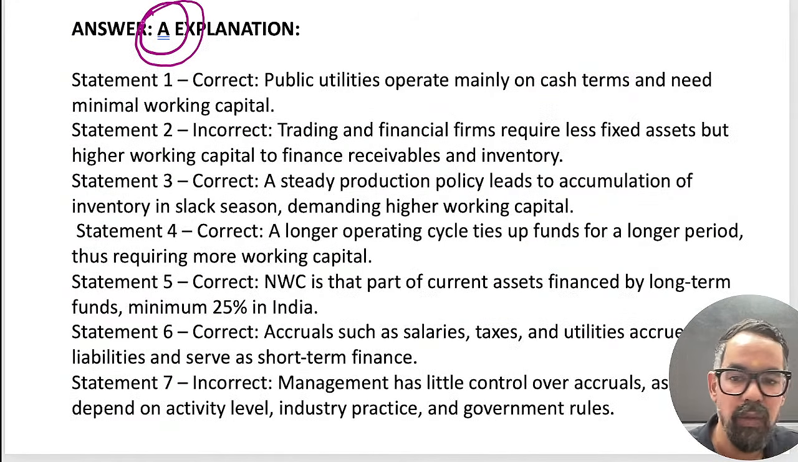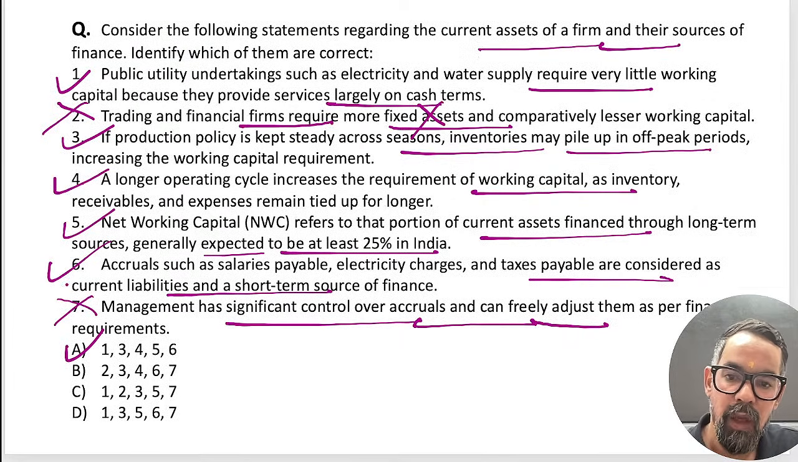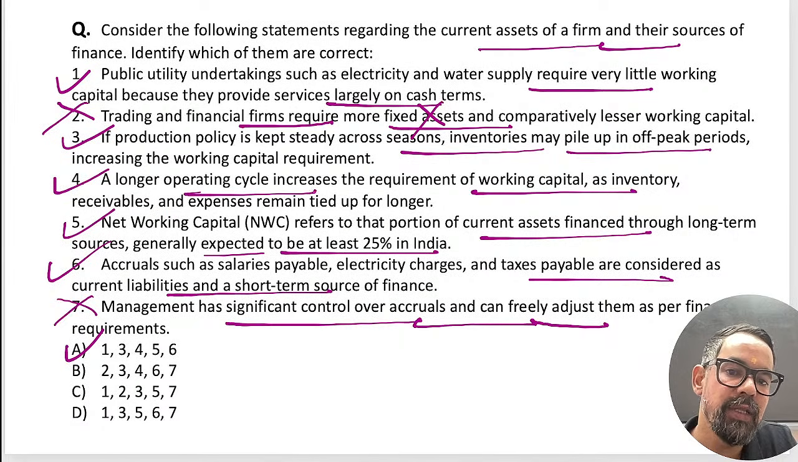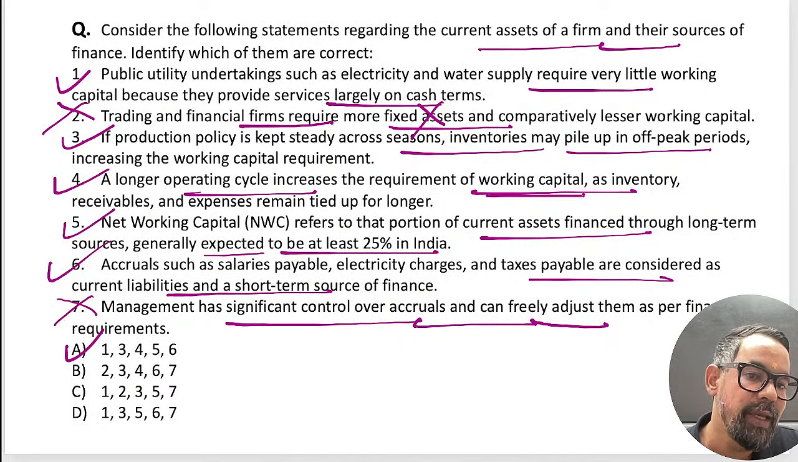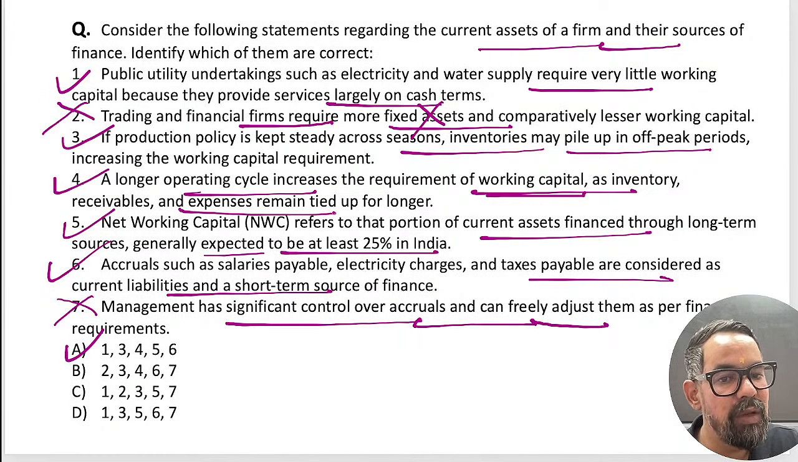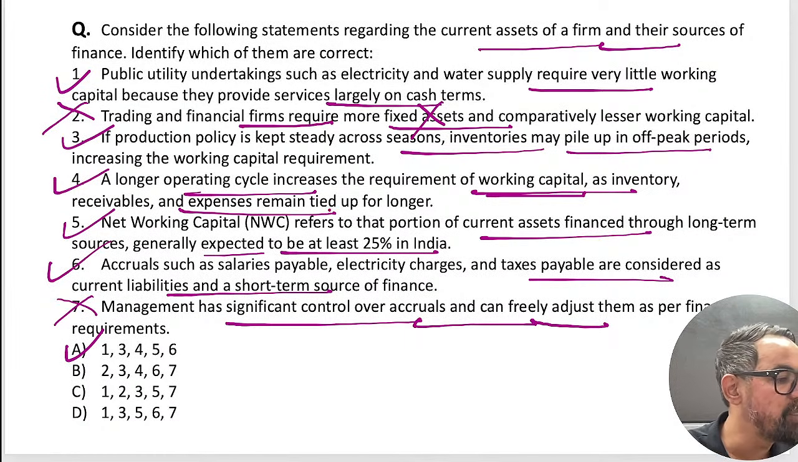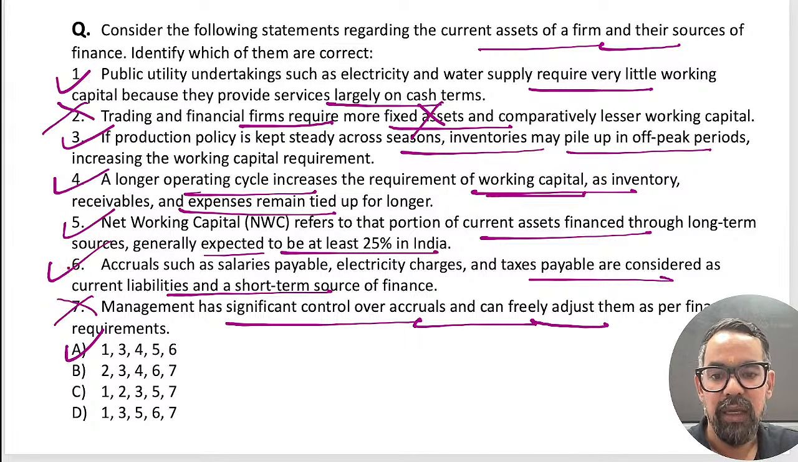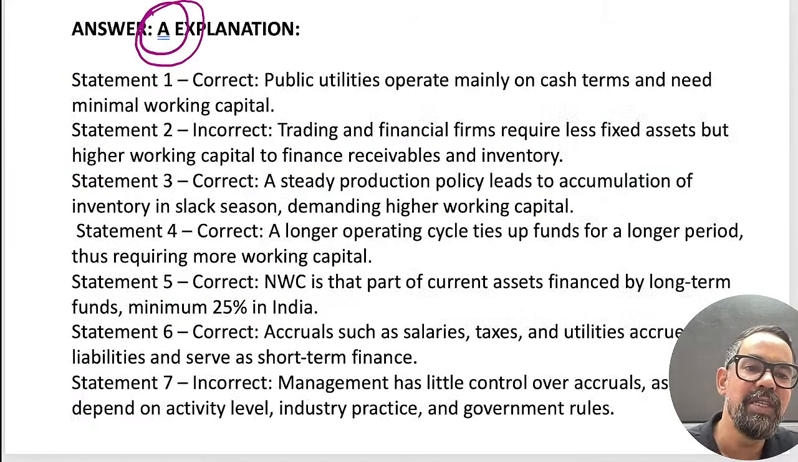But why D? What was option D? 1, 3, 4 is also correct. Yeah? A longer working capital cycle increases the requirement of working capital as inventory, receivable and expense are this one. Okay, option A guys. Something is wrong, is the mind still stuck on PP?